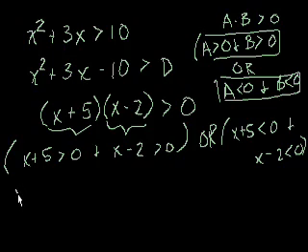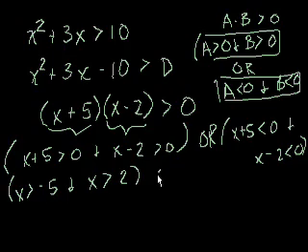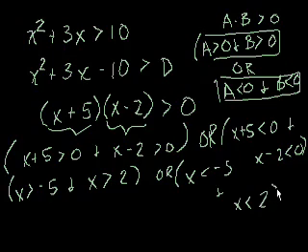Well, let's solve this side. So this says that x is greater than negative 5 and x is greater than 2, right? Because we just added 2 to both sides of this inequality. Or, if we solve this side, x is less than negative 5 and x is less than 2, right? I just solved both of these inequalities right here.